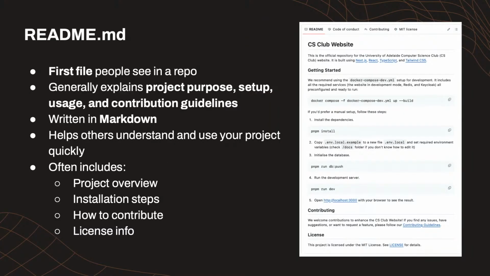So the README file, like I mentioned, is the first file people see in a repo, and it generally explains the purpose of the project, the setup, how to use the project, and any contribution guidelines. It's generally written in Markdown, and it helps others understand how to use your project quite quickly, rather than looking at a long list of documentation on separate pages. Generally, it includes a project overview of what your project is, how to install the project, how to contribute, mainly if it's a public repo, as well as license info.